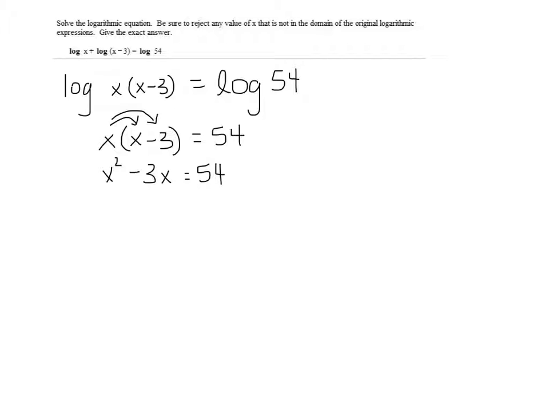You can complete the square, you can factor it, you can use the quadratic formula, whichever way you find easiest. For me, if it factors, and this one I believe does, that's the easiest way to do it. So I'm going to subtract 54 from both sides and then see about factoring it. And then it'll give me two solutions.